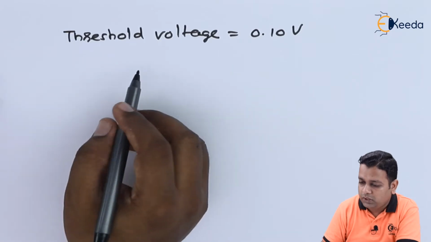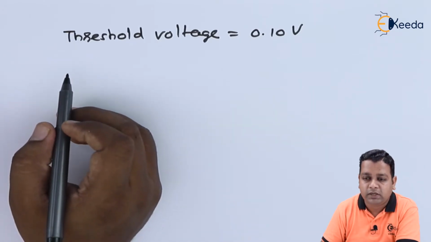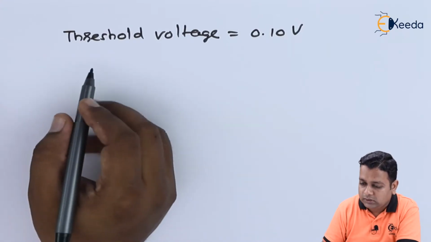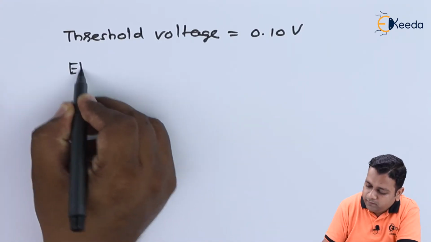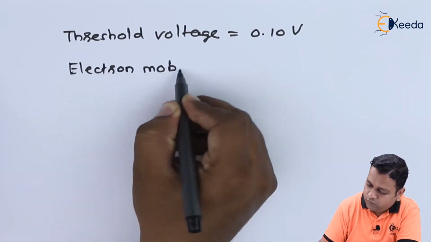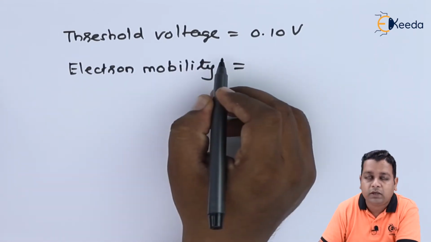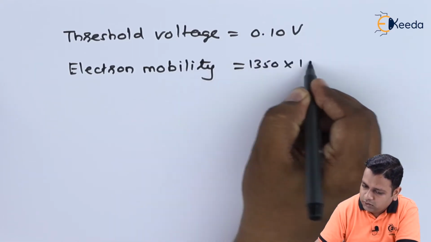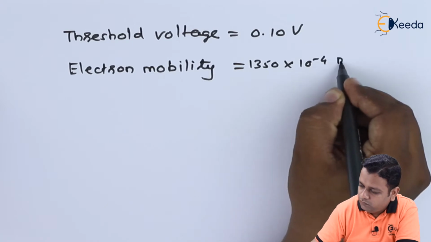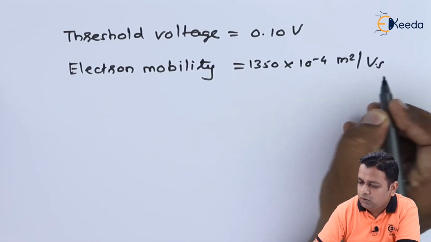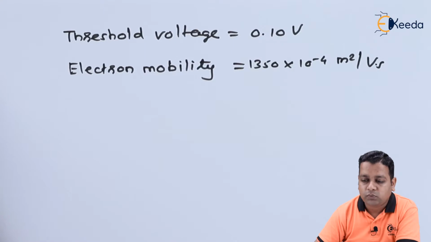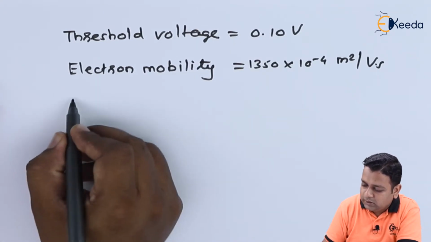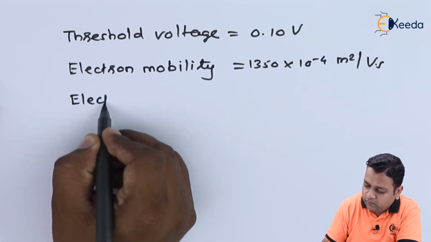After the threshold voltage, we are provided the mobility value. The mobility value represented as mu n is nothing but the electron mobility. So electron mobility holds the value 1350 into 10 raised to power minus 4 meter square per volt second here. After this mobility, we have the velocity denoted here Vs. It is nothing but the electron velocity.